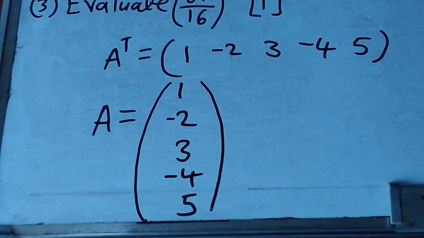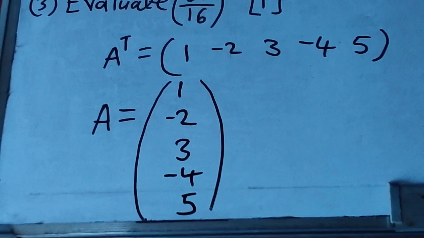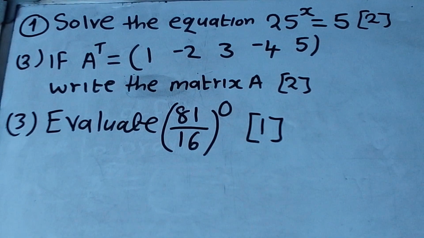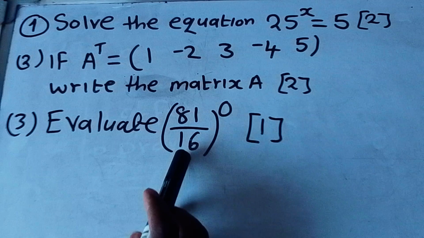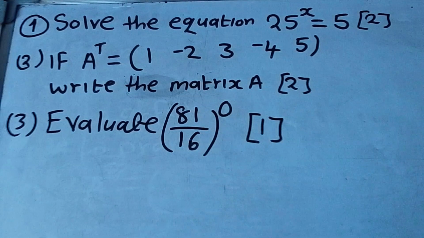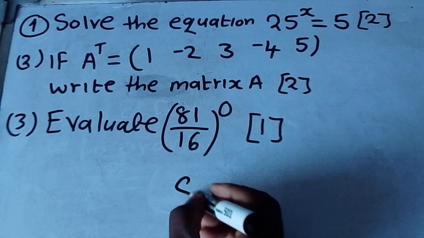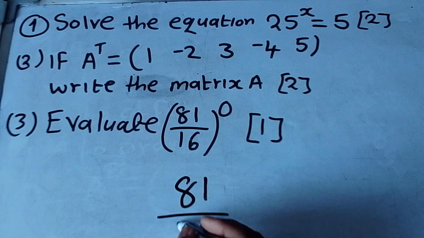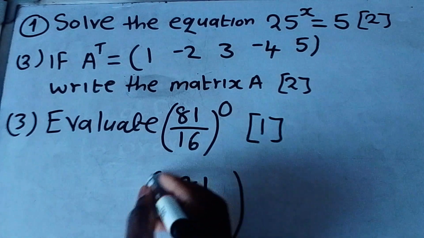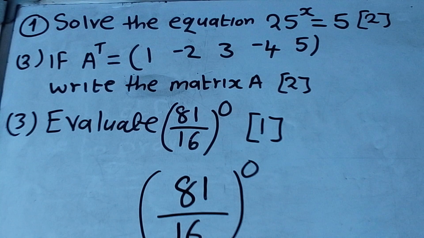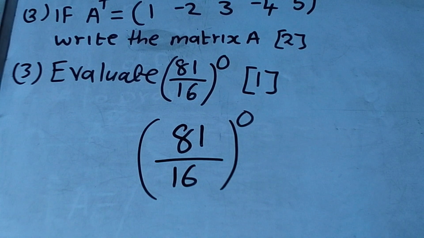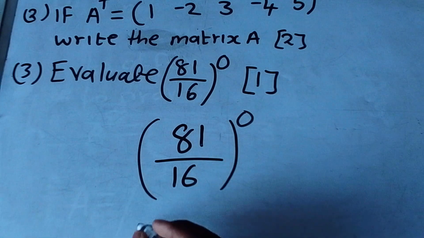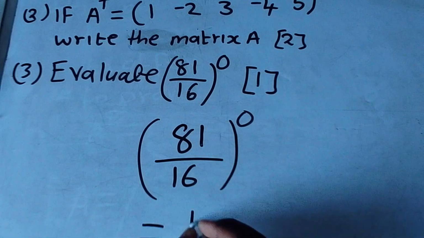So now we go to question 3. Question 3 says, evaluate (81 over 16) to the power 0. So you just copy the question, which is 81 over 16 to the power 0. And you know the rule of indices: any number or letter raised to power 0, the answer is always 1.